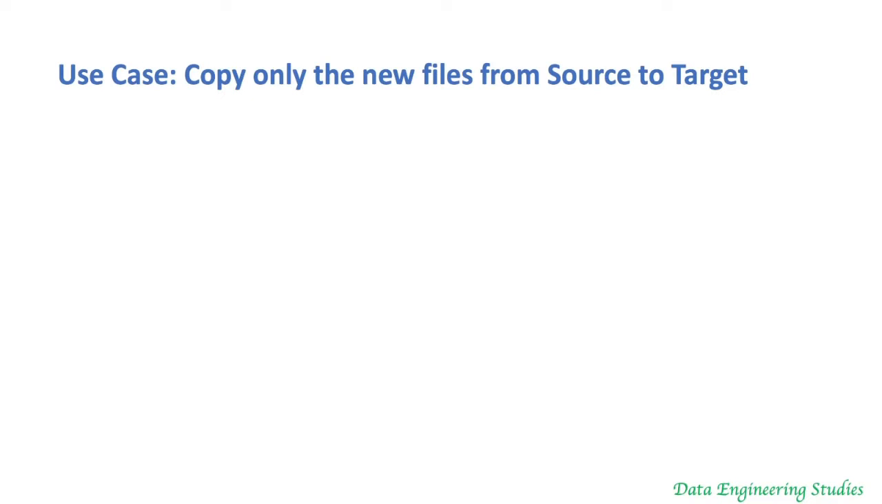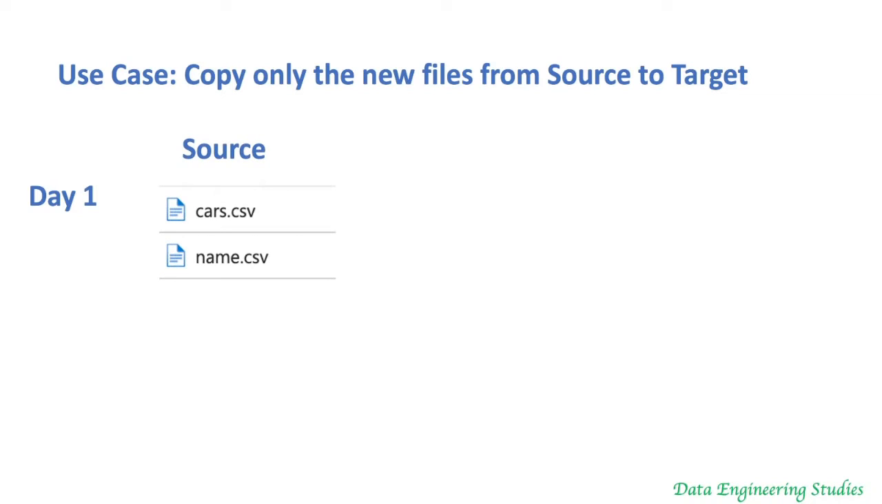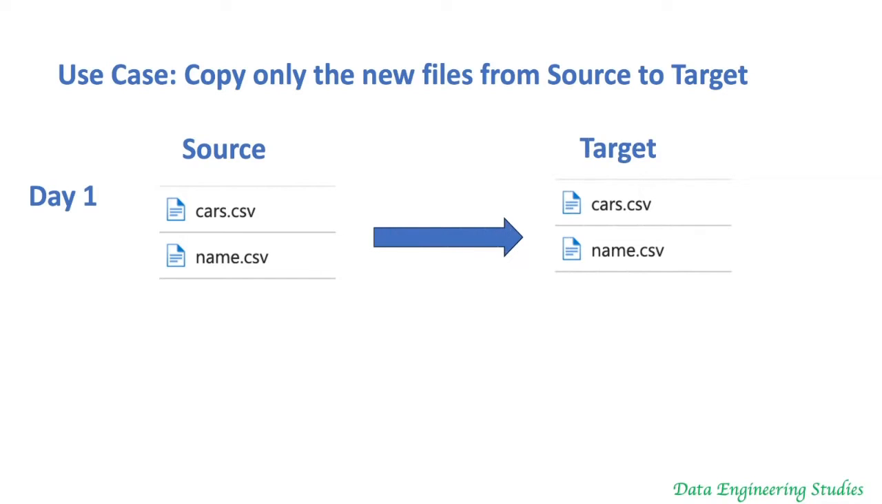Let's assume that on day 1, we get two new files in the source directory. They are cars.csv and name.csv. Since both are new files, we are loading both the files to the target.